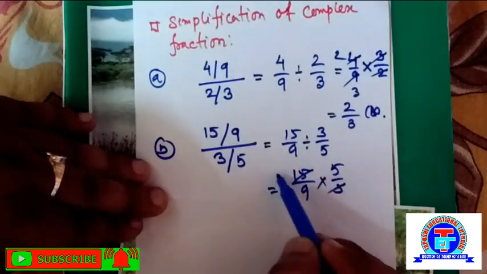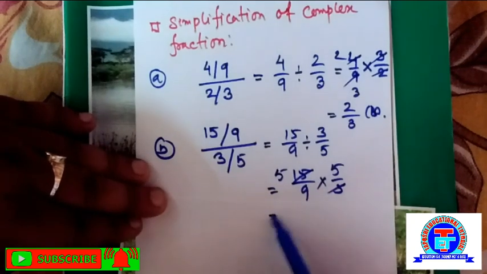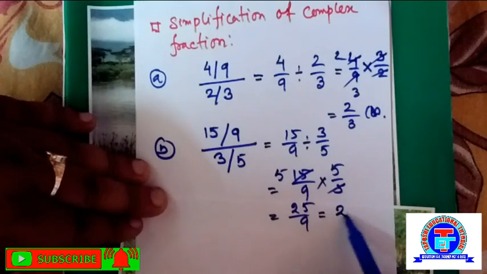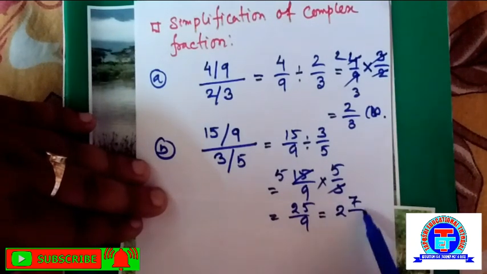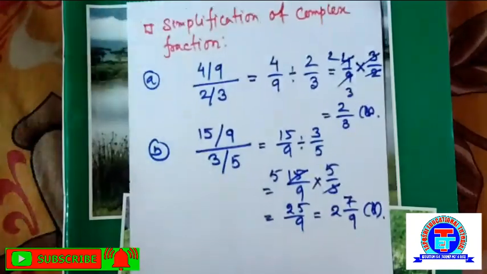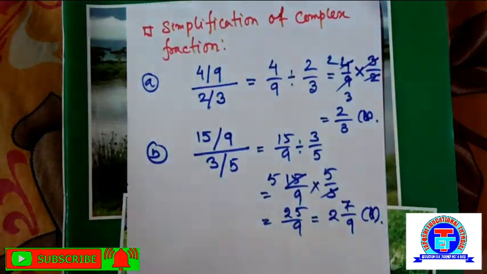So 3, 5, 15, it will become 25 by 9. That means 2 whole 7 by 9. This is the answer. I hope you clearly understand the simplification of complex fraction.